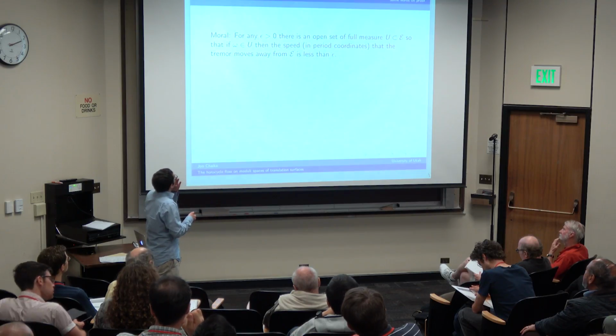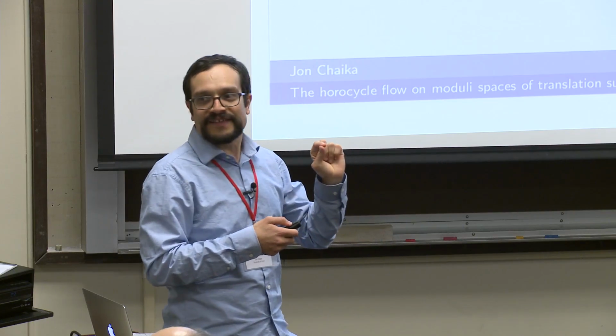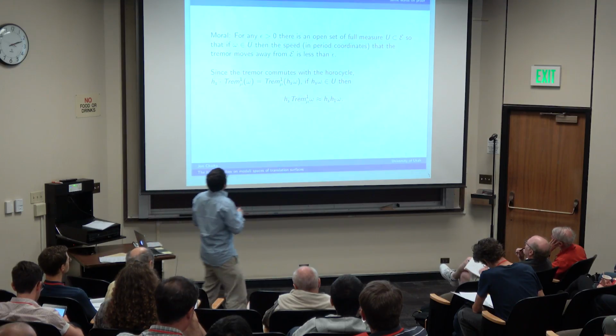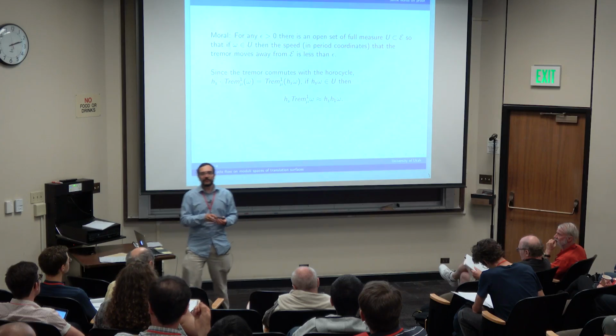Okay, so what's the moral of this? And this is key for our construction of the point that's generic for a measure whose support it's not in, and for the failure of Ratner-type shearing. You can find an open set of full measure, an open dense set, so that when you lie in that, the tremors of any point in this open dense set move away from this E locus at speed at most epsilon. The invariant measures are all extremely close to Lebesgue on this. And now there's another key ingredient that's coming into the talk, which is that the tremor map commutes with the horocycle flow. And this is more or less by definition.